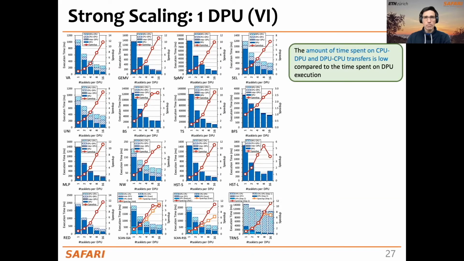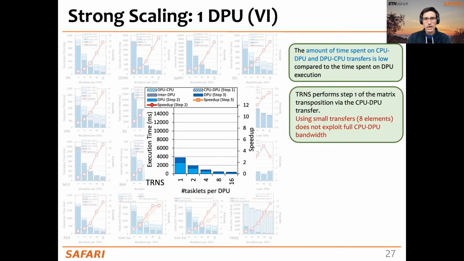Okay, so some more observations. The amount of time spent on CPU-DPU and DPU-CPU transfers is low compared to the time spent on the DPU execution for most of the workloads. It's only in this transposition benchmark where the CPU-DPU transfer is actually performing one step of the matrix transposition, and that forces us to use small transfers of only 8 elements. What this causes is that we are not fully exploiting the CPU-DPU bandwidth, and that's why we see this large CPU-DPU communication time.